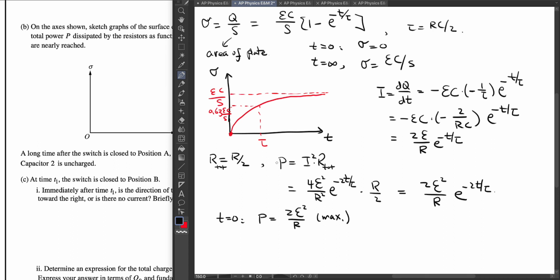Now if I check t equals infinity, the power will be 0. Okay, so that's the minimum value. It's also the steady state, when there's no current flowing in the circuit. Okay, so I'm running out of space, so let me get rid of something here so that I can draw the two diagrams together.